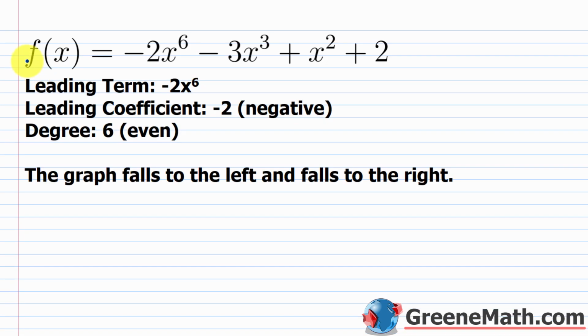All right, another example. So f of x equals negative 2x to the sixth power minus 3x cubed plus x squared plus 2. So the leading term here is negative 2x to the sixth power. The leading coefficient is negative 2, which again is negative, and the degree is 6, which is going to be even. So for this one, again, think about the upside down parabola. So the graph falls to the left and falls to the right. Again, when you're thinking about the end behavior.